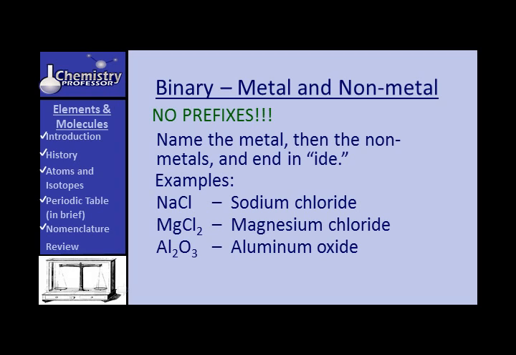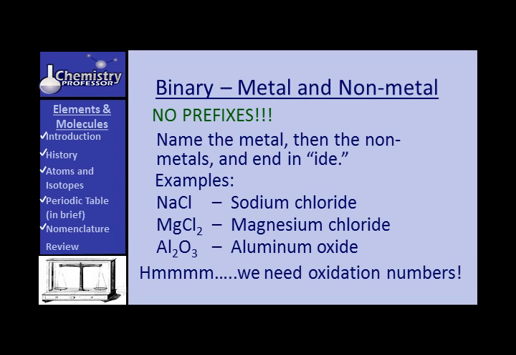Aluminum oxide. How did you know to use two aluminums and three oxygens? Well, I can tell that you need a table of oxidation numbers. There should be one in your note guide, or you can go out to the site and get one off of our website.